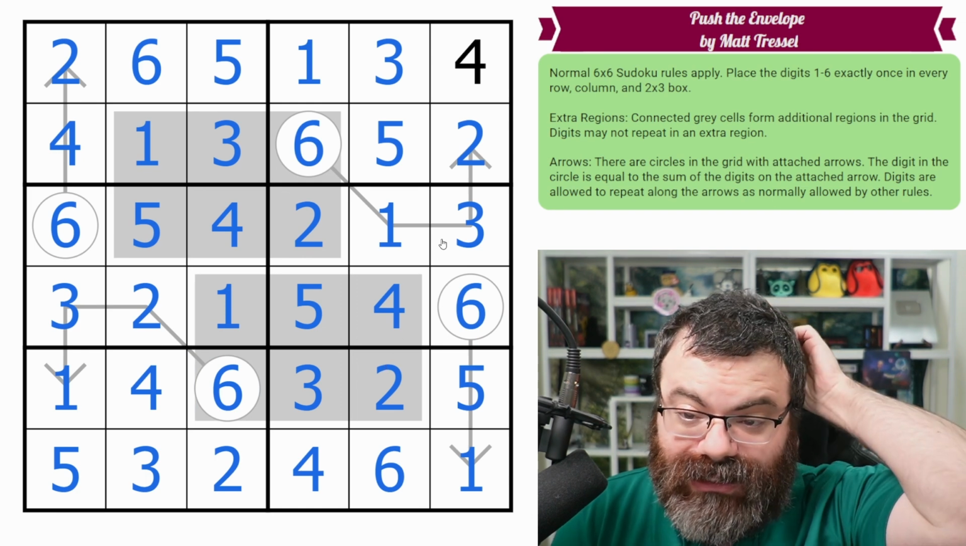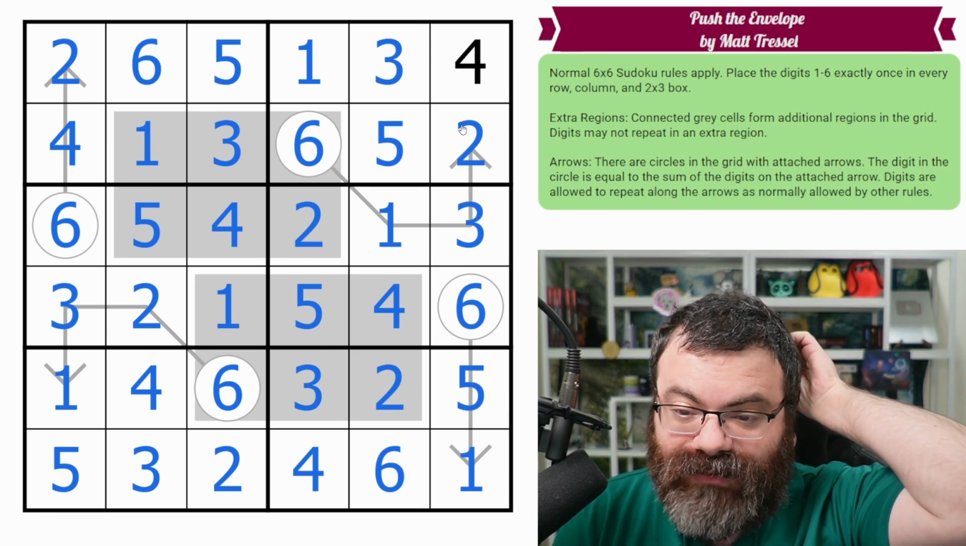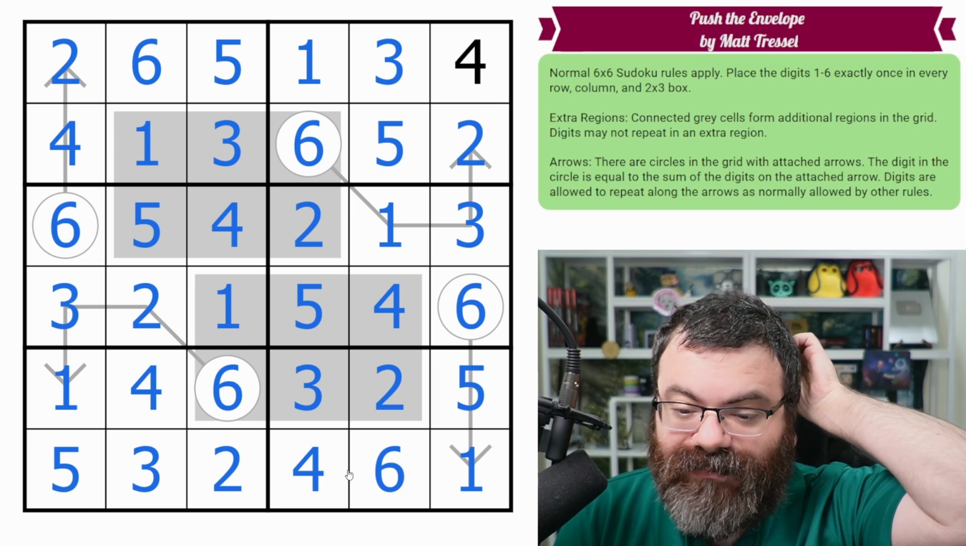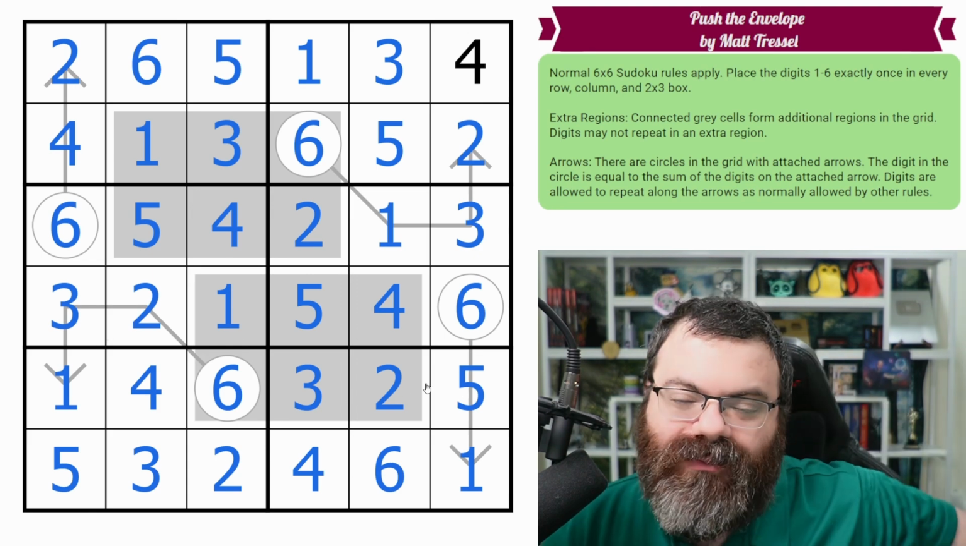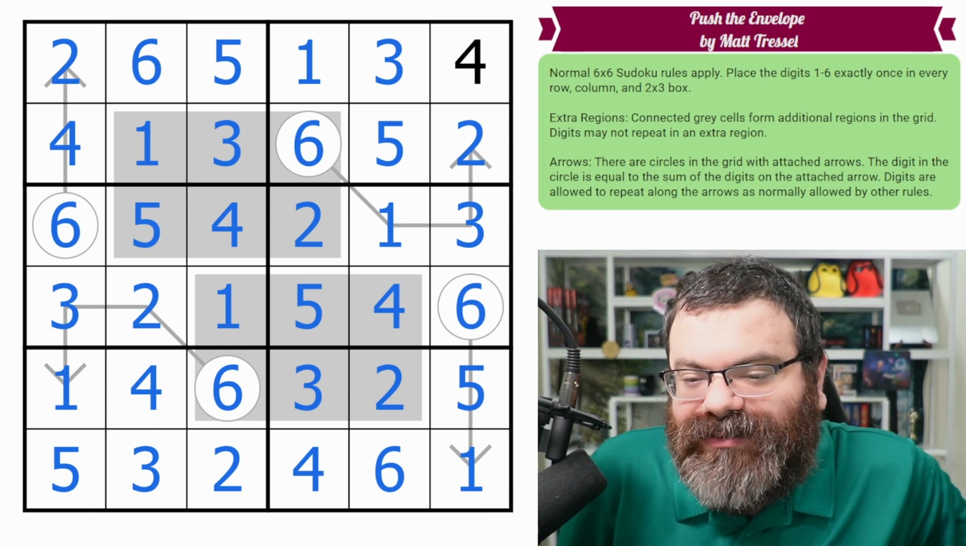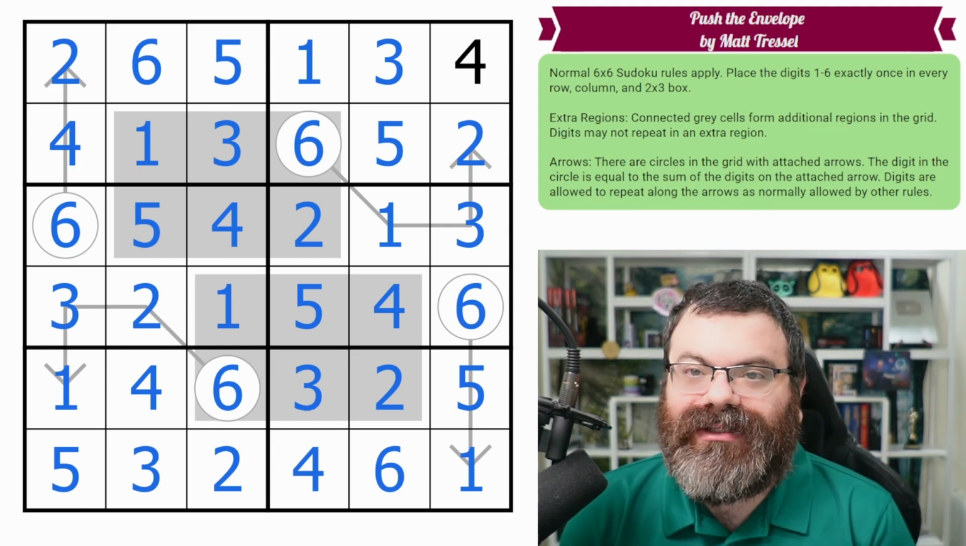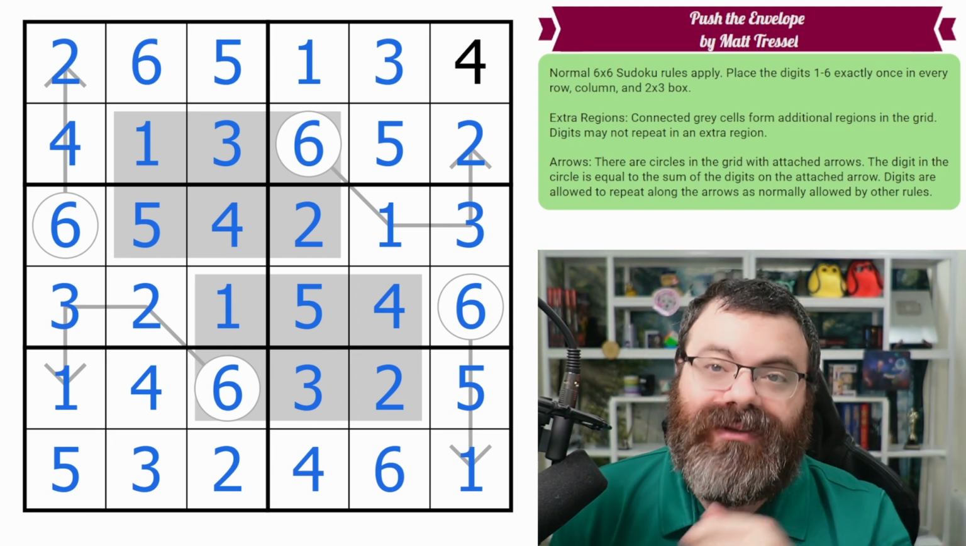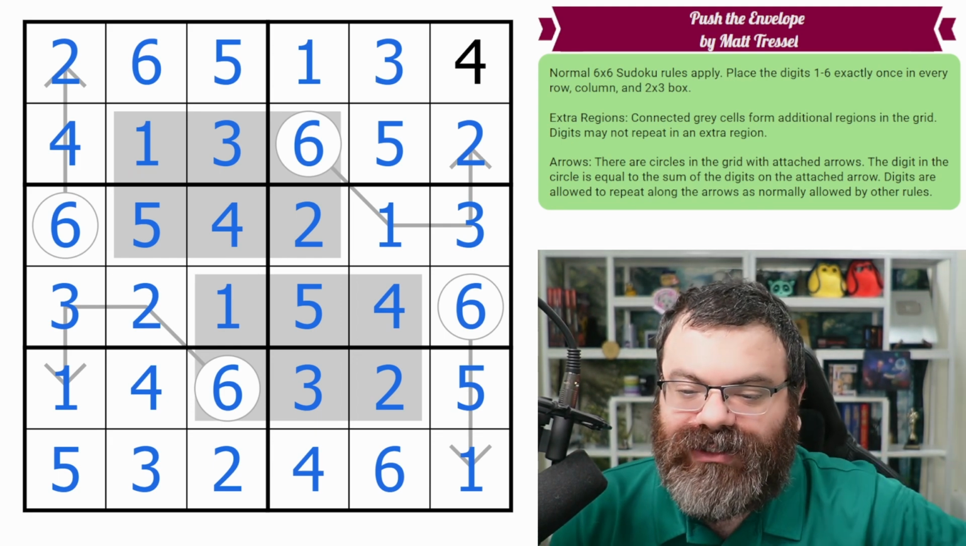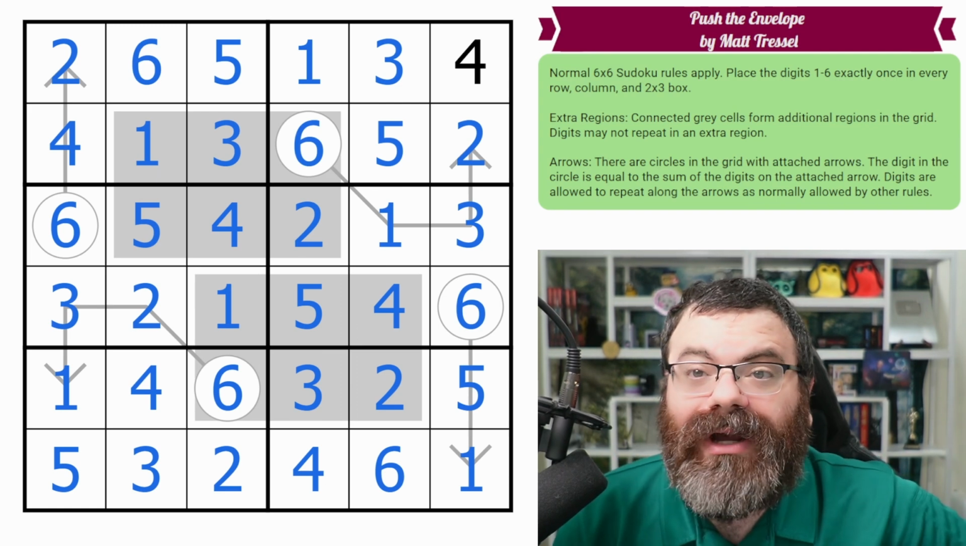Yeah, really interesting. Good way to reinforce thinking about, if you've got a bunch of cells with arrows on them, where does 6 go? Really good thing to think about. Same with thermos, same with some other constraints. Think about where do the low digits go, where do the high digits go? Sometimes one or the other is restricted or both. Cool. Well, I enjoyed that.